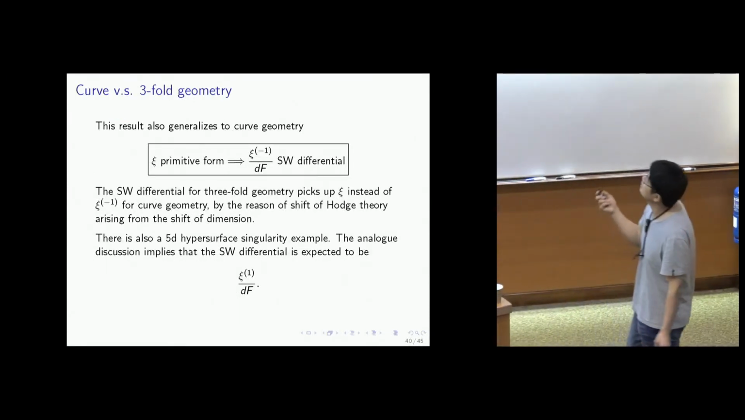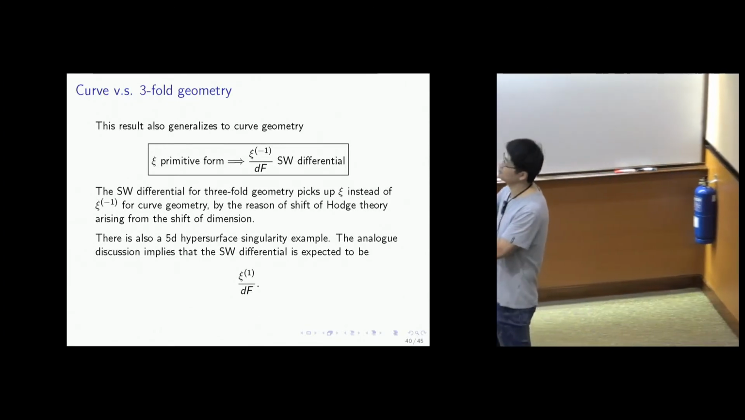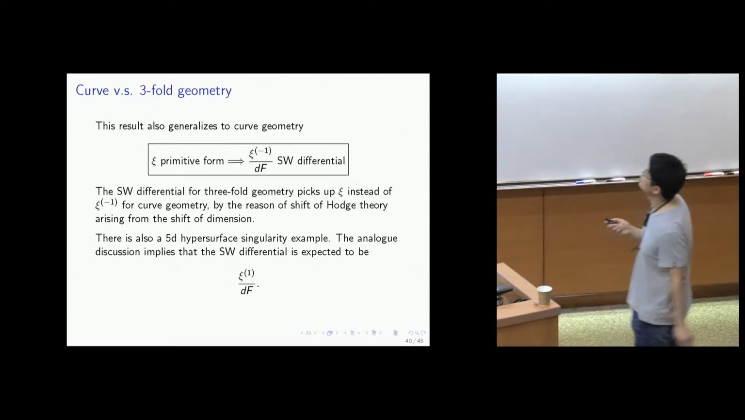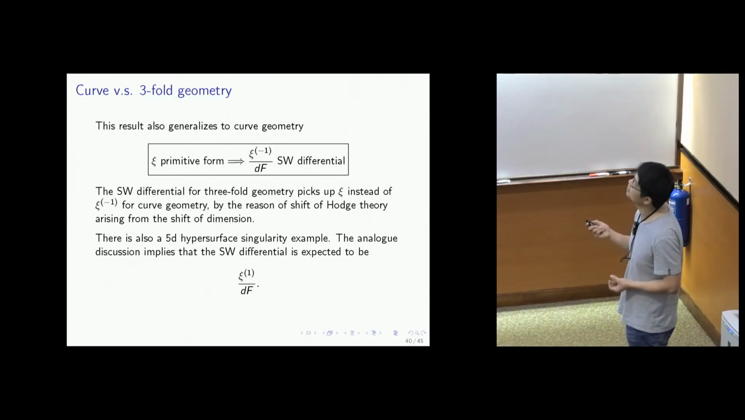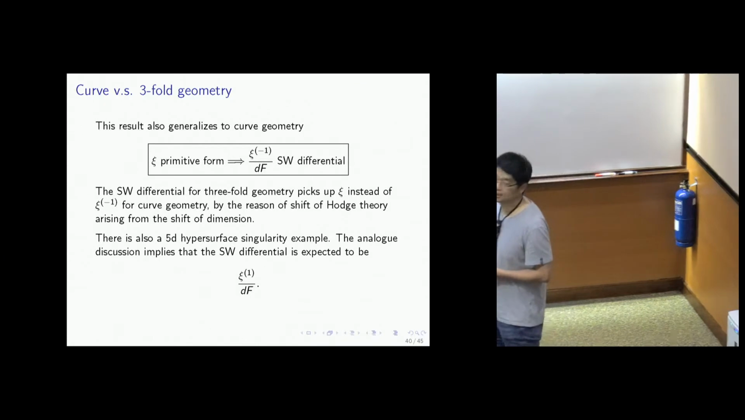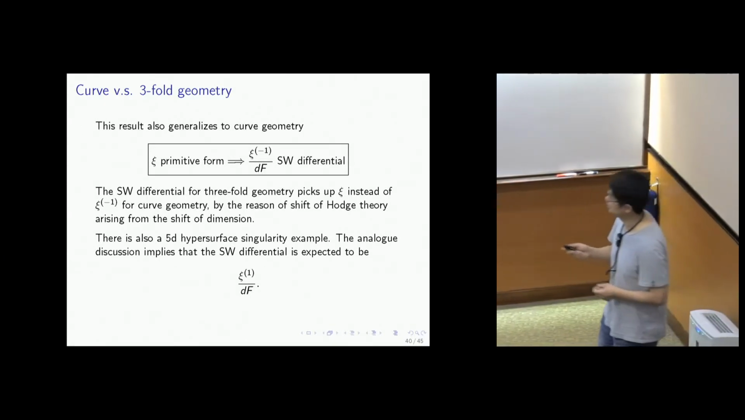But you can imagine, if you go to other dimensions, you try to explore what's happening. You can do geometric engineering on some kind of 5D hypersurface singularity example, and you find the minus-1 descendant of the primitive form gives rise to this kind of Seiberg-Witten differential. This is very universal, I mean, this construction.